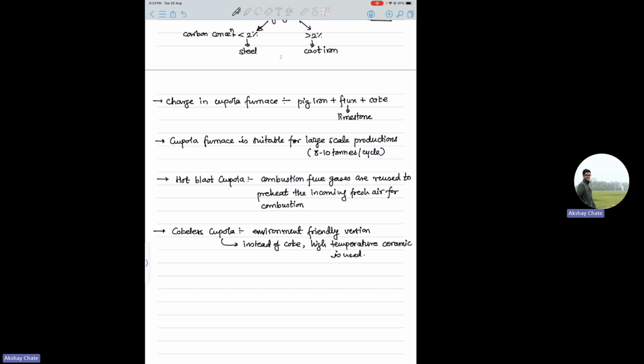Then there is some term which is called charging ratio or something like that. One second.